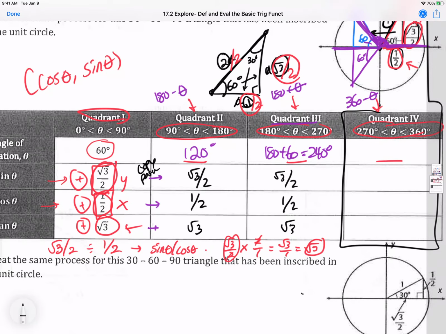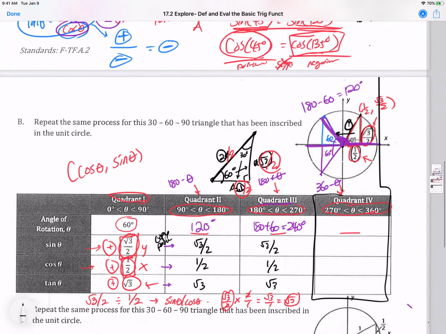But from the first table, like I said, what's going on here? Okay.